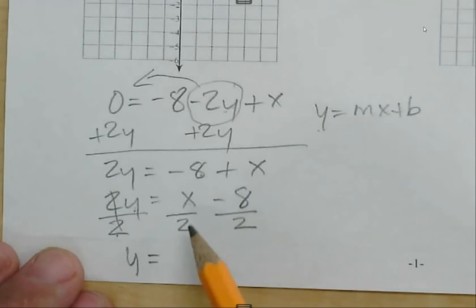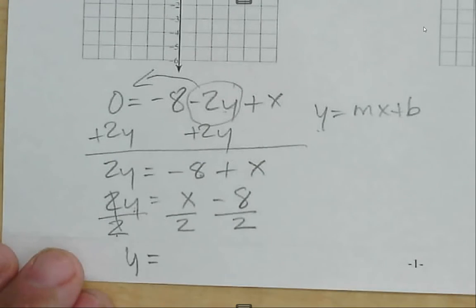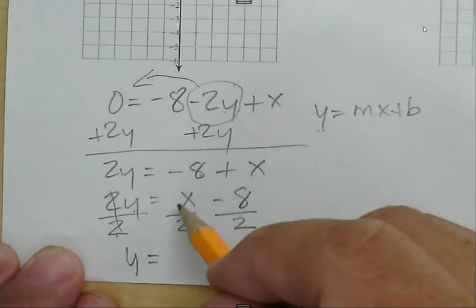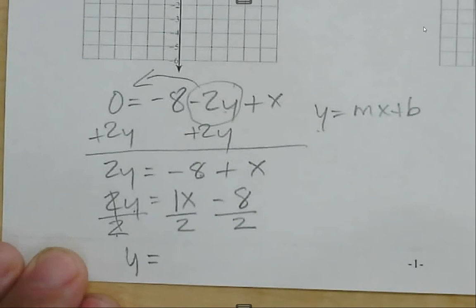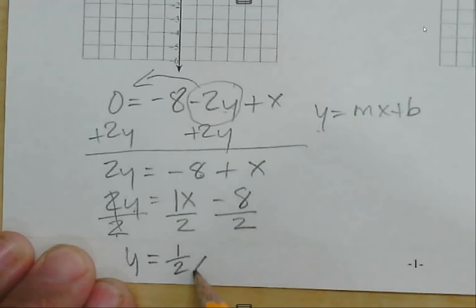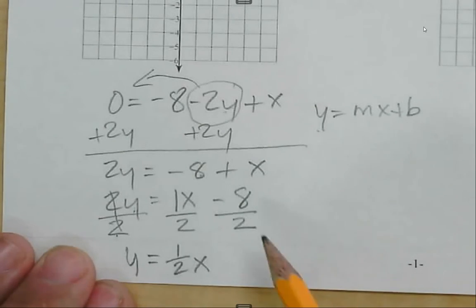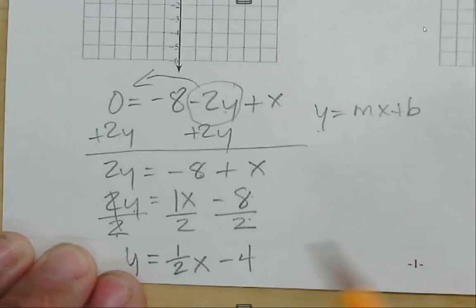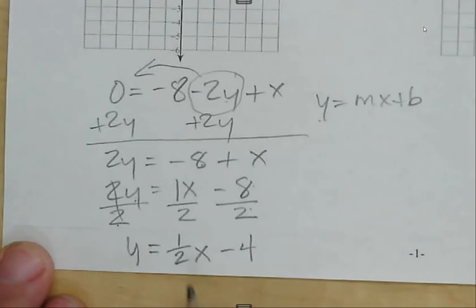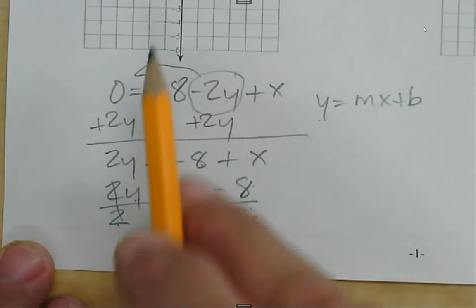Now, here's my question for you. What is in front of this x, even though I don't see it? Well, always, before any variable, if there's nothing there, then it's understood that there is a 1. And so this really becomes y equals 1/2 x. And then here I have negative 8 divided by 2. Negative 8 divided by 2 equals negative 4. And look there, we now have this in slope-intercept form, which means I can now graph this up here.